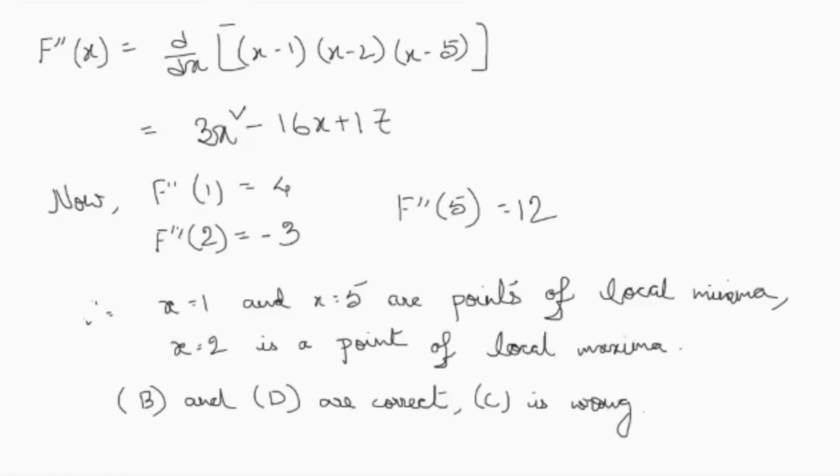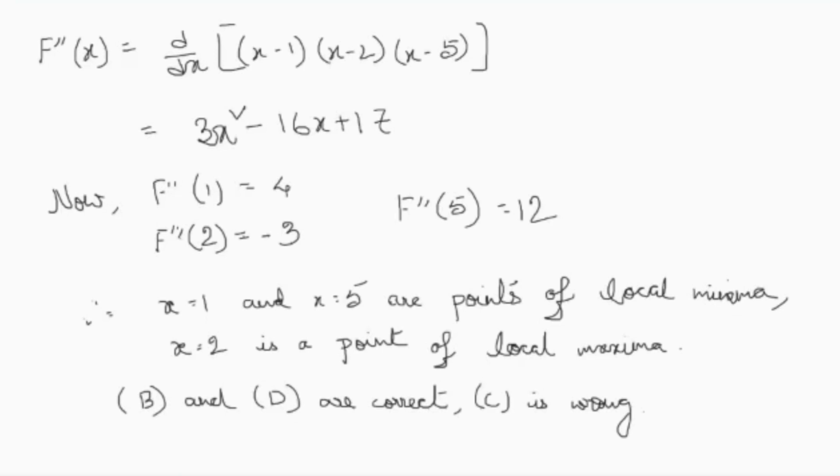And now we simply check the signs of F''(x) at the critical points, that is x equal to 1, 2, and 5. I have computed F''(x) and written it down. So F''(1) is 4, F''(2) is minus 3, and F''(5) is 12. So x equal to 1 and x equal to 5 are points of local minima, since F''(x) is greater than 0 at these points, and x equal to 2 is a point of local maximum, since F''(x) is less than 0 at this point.